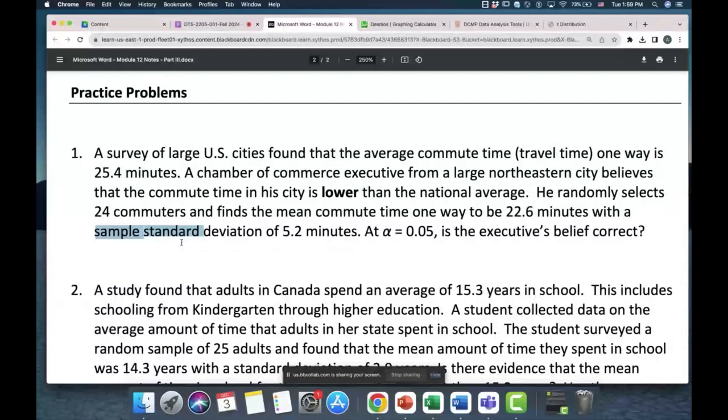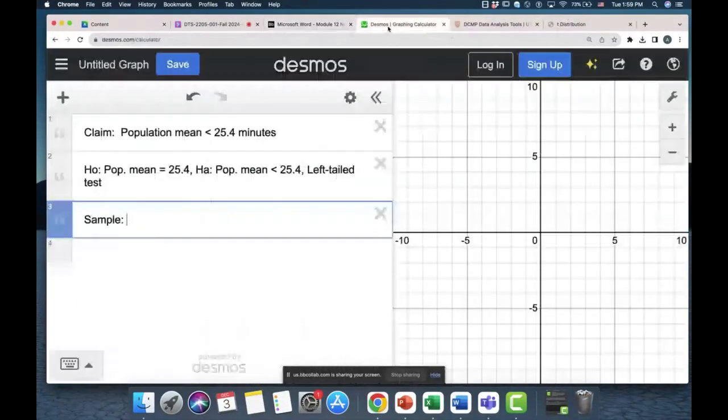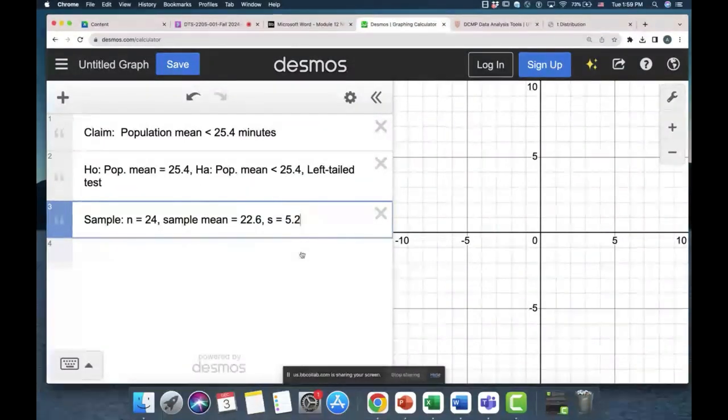So our sample statistics are going to be 24 for sample size, so n equals 24. The sample mean, which is x bar, is 22.6 minutes, and the sample standard deviation is 5.2 minutes. And we can use these sample statistics to assess which of these hypotheses we think of course is correct.